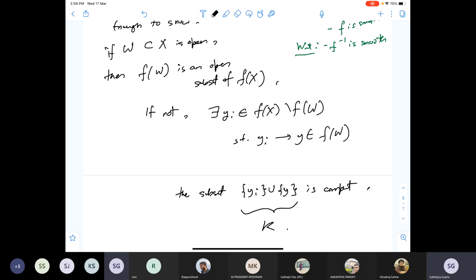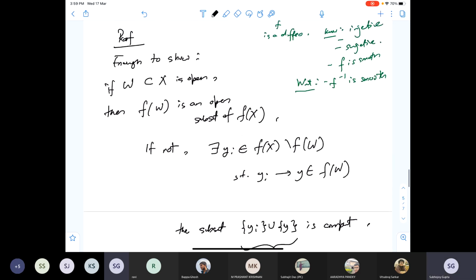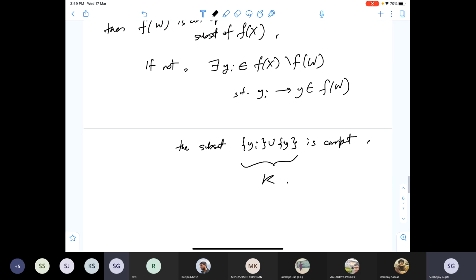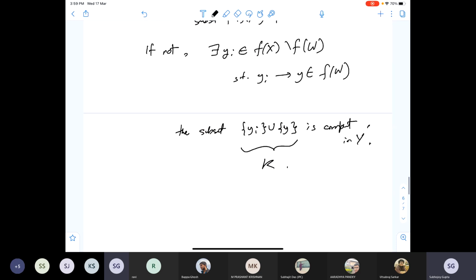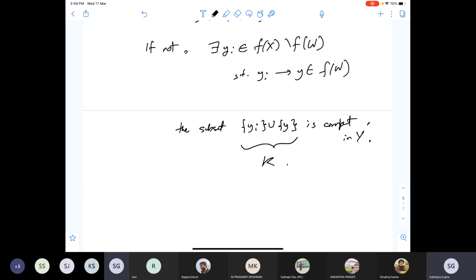So this is going to be a compact set in Y. Okay, so compact in Y. All right, and so therefore, if you take its pre-image, let's take its pre-image first. F is injective anyway, so you can define a pre-image of these points in X.